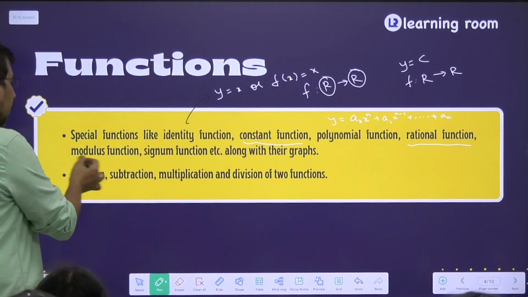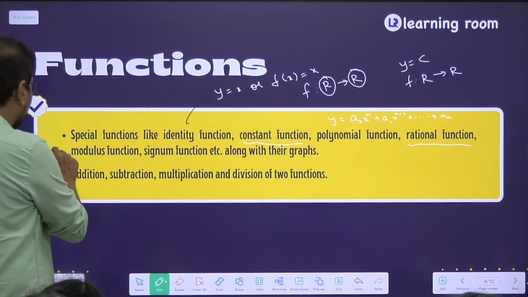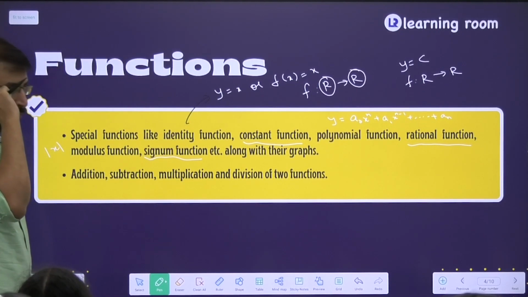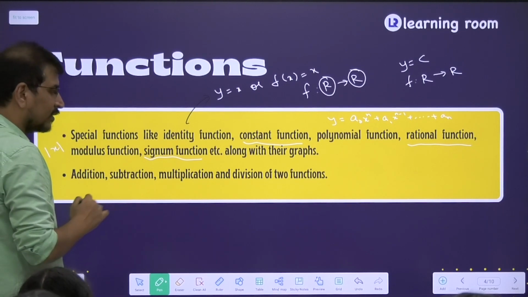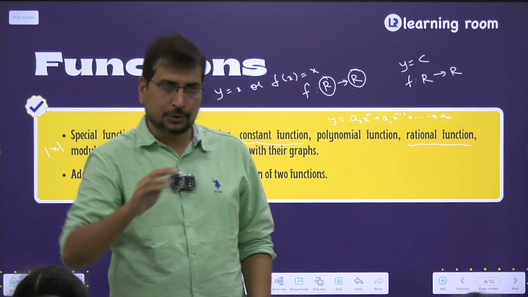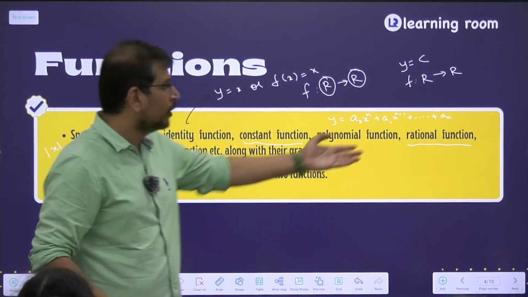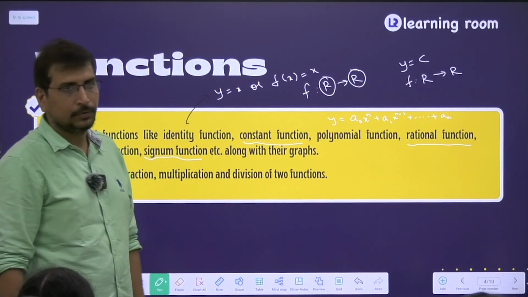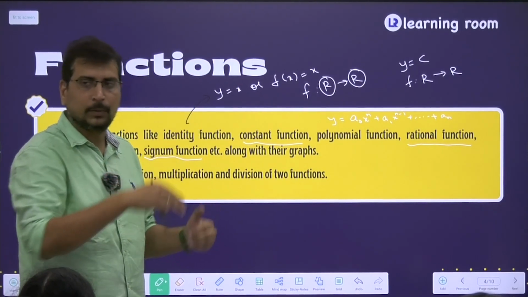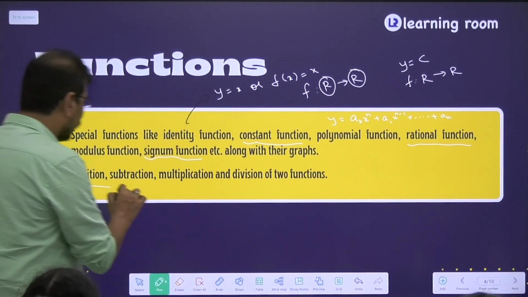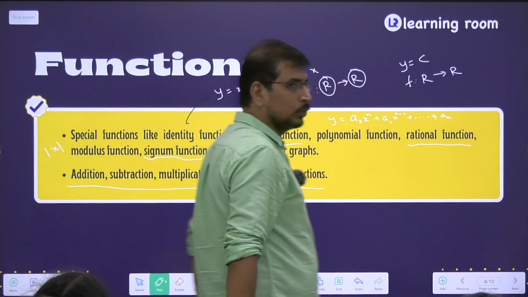Right? So what about the modulus function? Y is equal to mod x, right? Then you have the signum function and all such functions. Next, you would have also learned the basics of addition, subtraction, multiplication, and division of functions. When you talk about division, you get the rational function. When you talk about multiplication, you get this kind of function, meaning a real number is multiplied with a variable. Are you able to understand? So with this, your 11th standard basics are over.